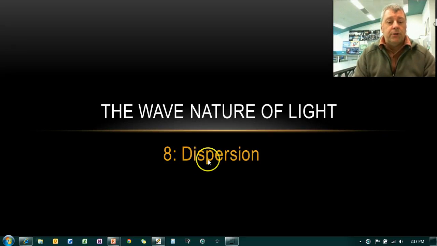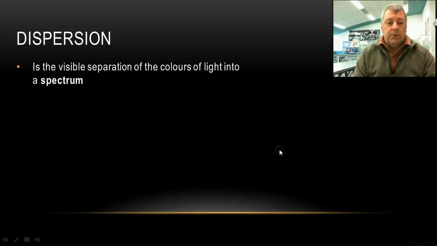Very quick one on dispersion. Now dispersion is a term that's used when we see a visible separation of the colours of light into a spectrum. And we've probably seen that already when we've looked at a rainbow, for example. But let's just go through what it means and how it happens.